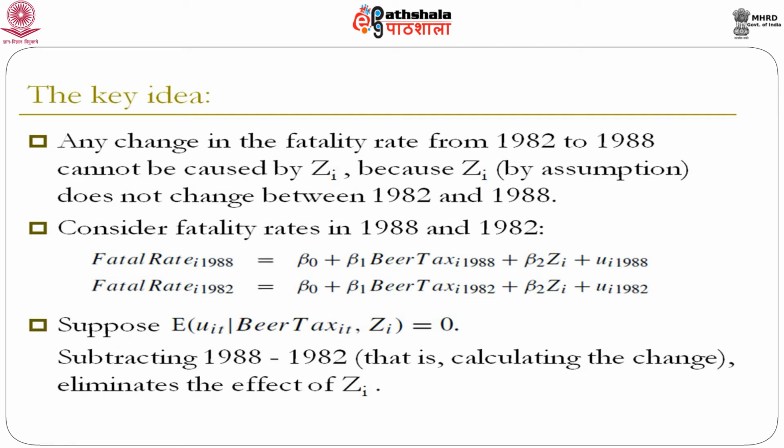Now, consider the fatality rate in 1988 and 1982. Fatality rate is a function of beer taxes, Z_i and u_i in 1988. Similarly, fatality rate in 1982 is a function of beer taxes in 1982, Z_i and the error term in 1982. Now, suppose the expectation of the disturbance term conditional on beer taxes and Z_i is 0. Subtracting 1982 from 1988, that is, calculating the change, eliminates the effect of Z_i.